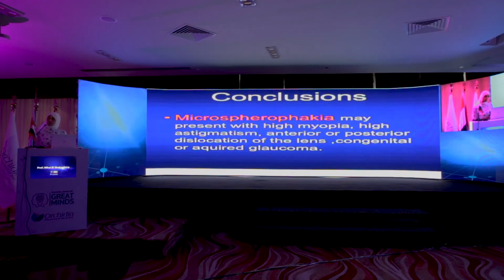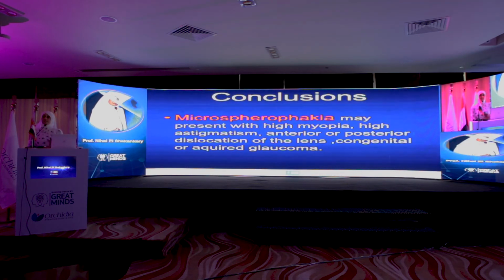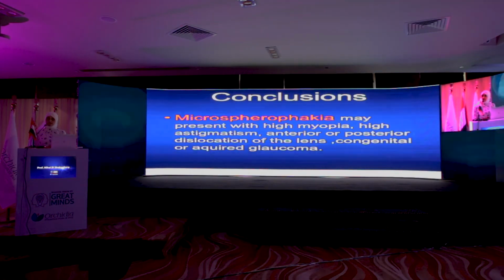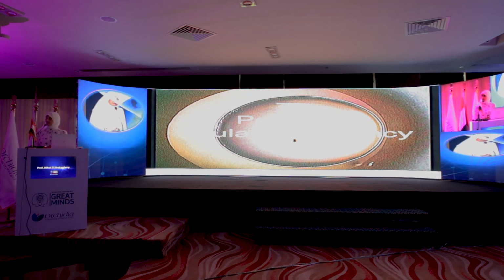Finally, to conclude, microspherophakia may present with high myopia, high astigmatism, blinding complications such as anterior and posterior dislocation of the lens into the posterior segment, and of course, many forms of congenital glaucoma or acquired glaucoma. Owing to these serious complications, it is considered one of the pediatric ocular emergencies that have to be dealt with immediately with lensectomy.